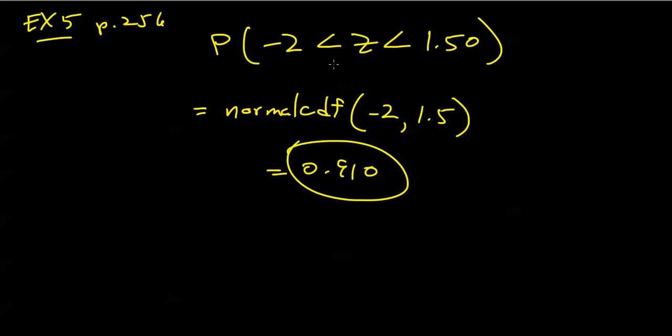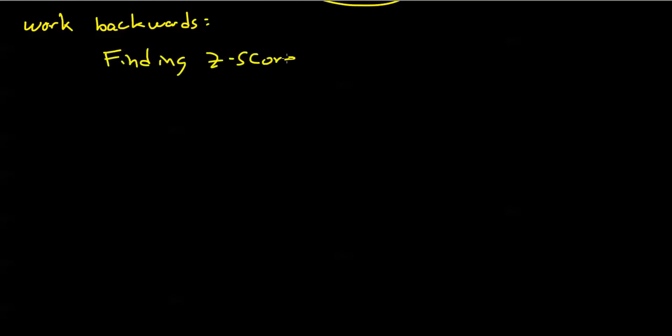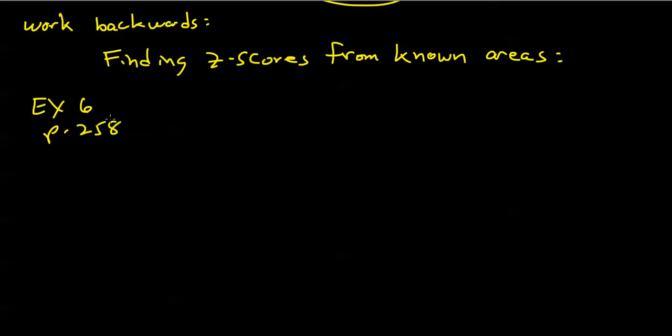Alright, so we've done 4 or 5 examples of finding probabilities given z-scores. What I want to do now is work it backwards. And by that I mean this: finding z-scores or z-values from known areas. Let's look at example 6 on page 258.